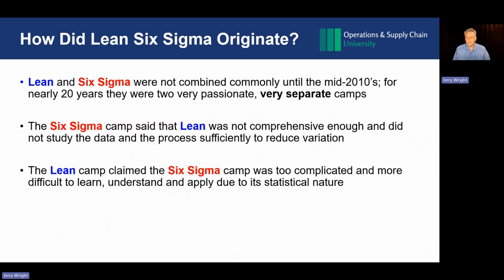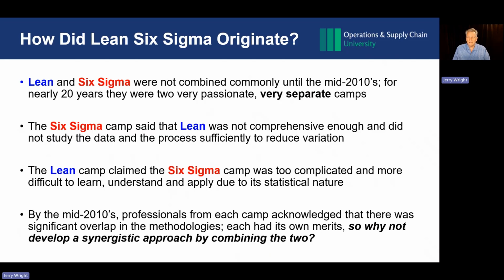Conversely, the Lean camp said Six Sigma was too complicated and more difficult to learn, understand, and apply due to its statistical nature and focus on data. Now, by the mid-2010s, so 2014, 15, 16, professionals from both the Six Sigma camp and the Lean camp said, hey, why don't we just combine the two? We're being a little silly with saying, no, only Six Sigma, no, only Lean.